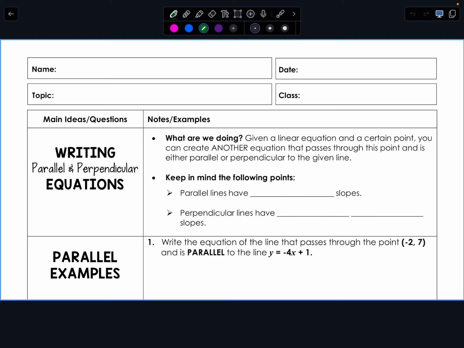So, parallel lines, we talked yesterday about how parallel lines have the same slope. Perpendicular lines. The curriculum says negative reciprocal, but I don't like the way they do that, because when they say negative, it implies that all the slopes have to be negative. They don't have to be negative. They just have to be flipped. So if it's negative, it becomes positive. If it's positive, it becomes negative. So I like using opposite reciprocal.